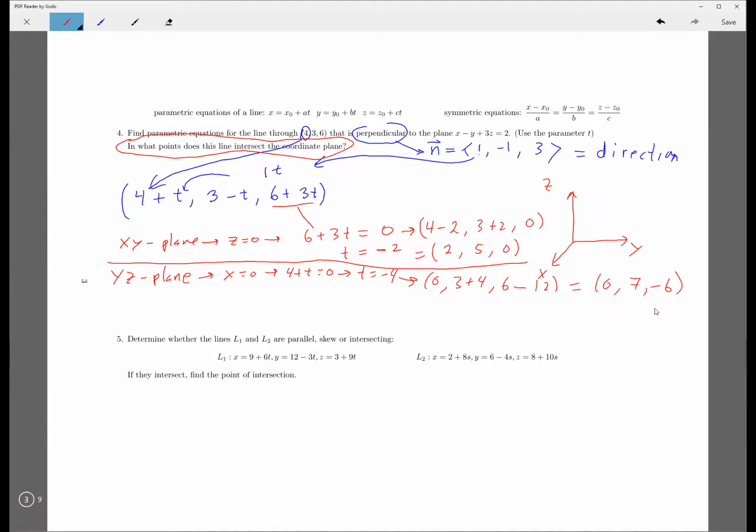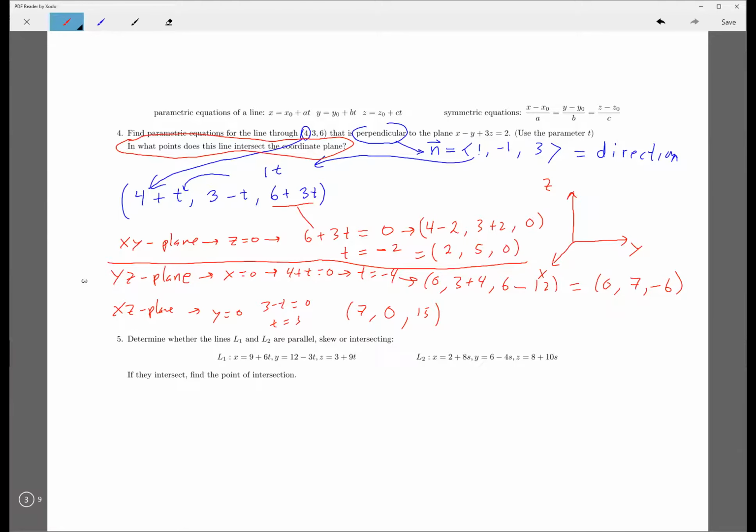And then the last one, you're going to set y equal to 0. So for the XZ plane, you're going to set y equal to 0. So that's this middle one. So t is going to be 3. And so you're going to get 7. I'm just putting 3's in here. So that's 7, and that's 0. And that one is 15. So 7, 0, 15. We'll try that. Okay, great. That's number 4.